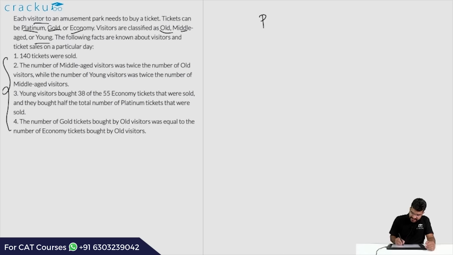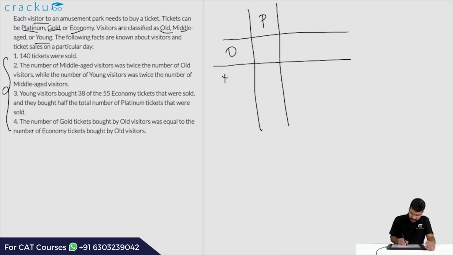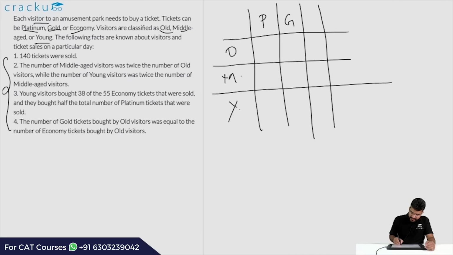The table has three categories, that is, a person can be either old or middle-aged or young. Similarly, the different types of tickets are platinum, gold or economy. So once we fill out this data, that is, how many old people have bought platinum tickets, how many old people have bought gold tickets and how many old people have bought economy tickets, and similarly for the other age groups, the set will be nearly done.